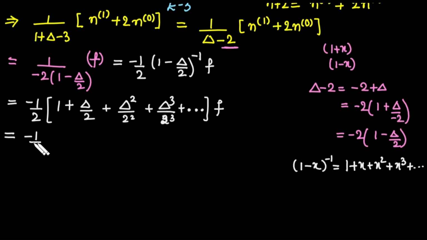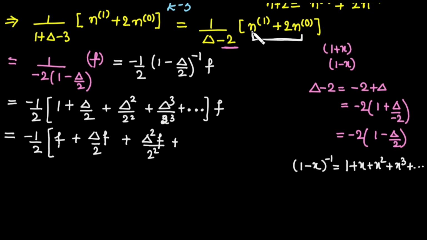Now simply multiply this. This is equal to minus 1 by 2 into f plus delta of f by 2 plus delta square f by 2 square. Now the point is, do we need these terms or not? As from here the maximum power of n is 1, there is no need to take delta square as well as delta cube. In the next step they are getting zeros. Now how is it getting 0?